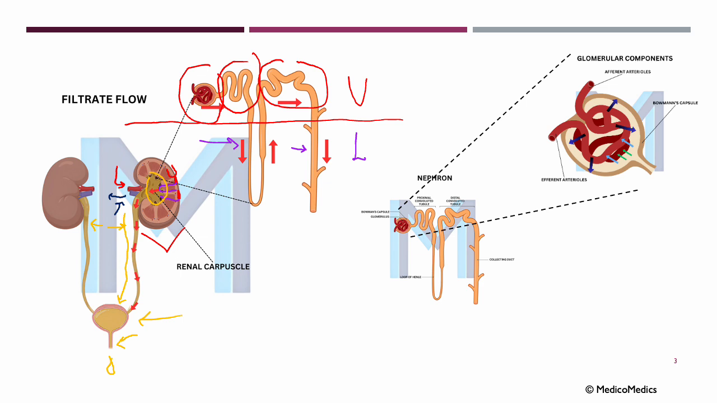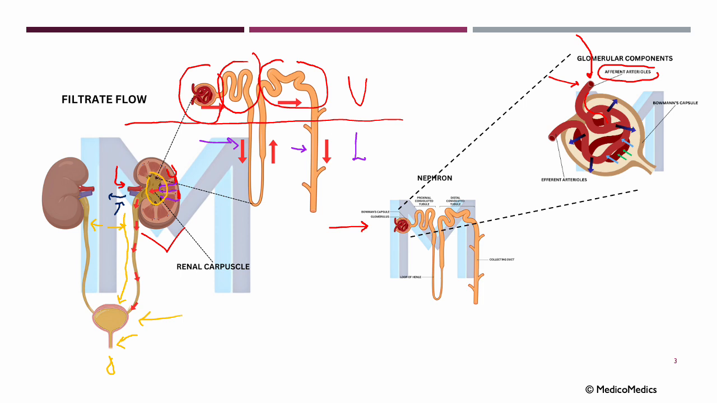So let us take a closer look at the nephron itself and the glomerular components here. So we said that blood enters the kidney via the renal artery. Now, the renal artery branches into afferent arterioles, which then lead to the glomerulus. So looking closer, we have the afferent arterioles seen here. So we have blood coming here from the aorta, from the renal artery, branches into afferent arterioles, leading then into the glomerulus.